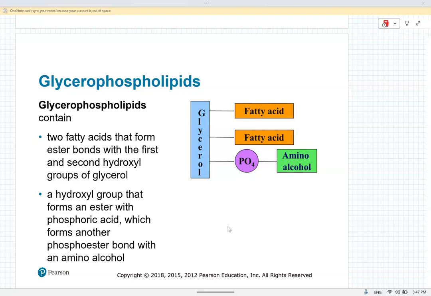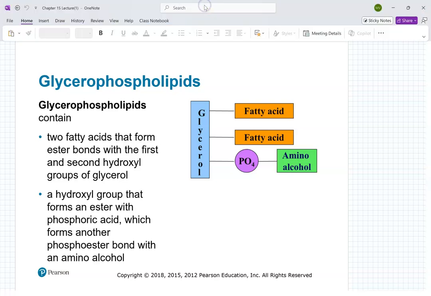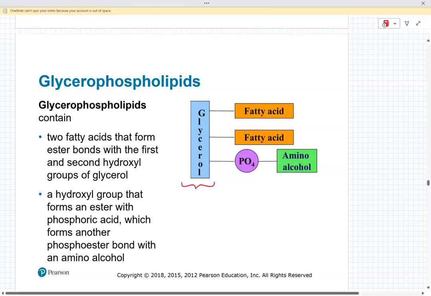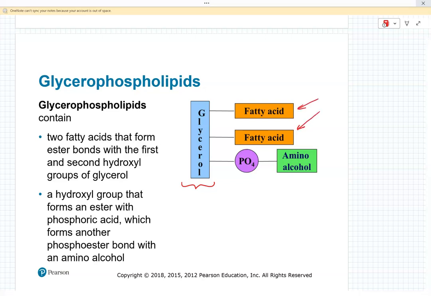Glycerophospholipids, as you can see, contain four principal components. The glycerol residue, that's a polyatomic alcohol, two fatty acids. We're going to talk about some amino alcohols, but really important, the phosphate group. This phosphate group essentially forms two ester bonds.